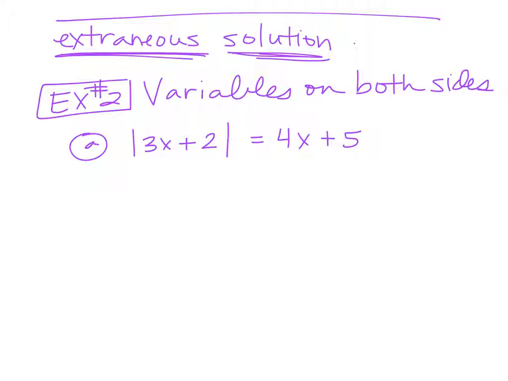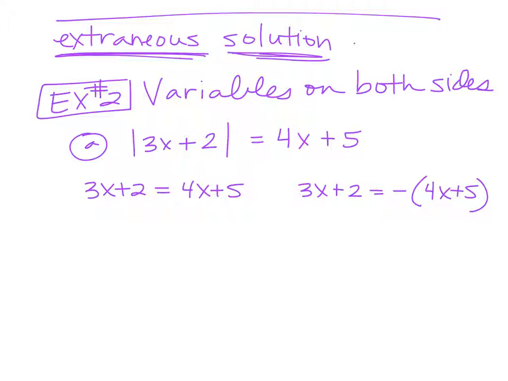We have absolute value isolated, right? What do you do once absolute value is isolated? You write the two equations. Here's the issue. You don't have just a number over there. You have an expression. So you have to do the positive version of that expression and the negative version of that expression. So that's going to look like this. 3x plus 2 equals 4x plus 5, exactly how you see it without the absolute value. The second one is going to be 3x plus 2 equals the opposite of 4x plus 5.